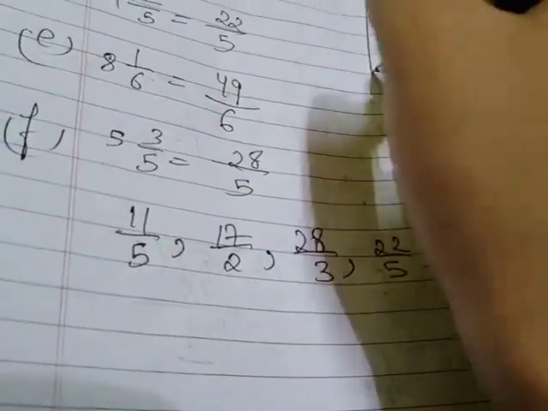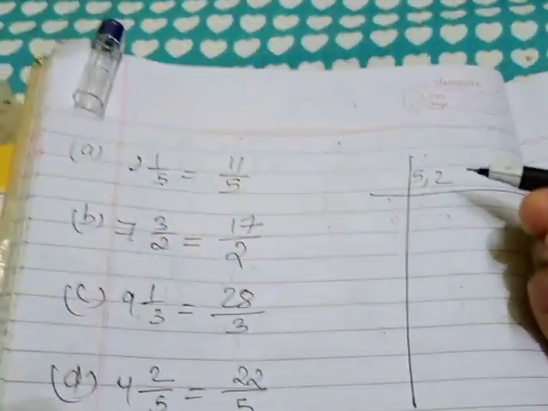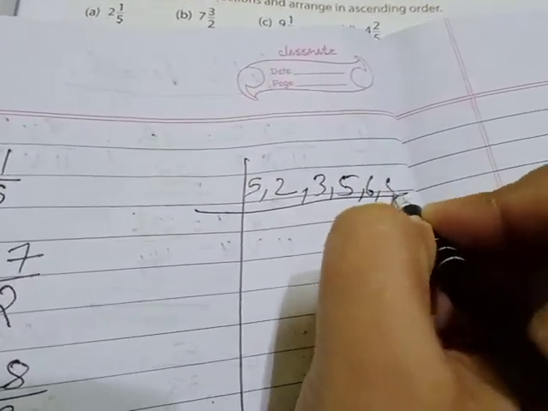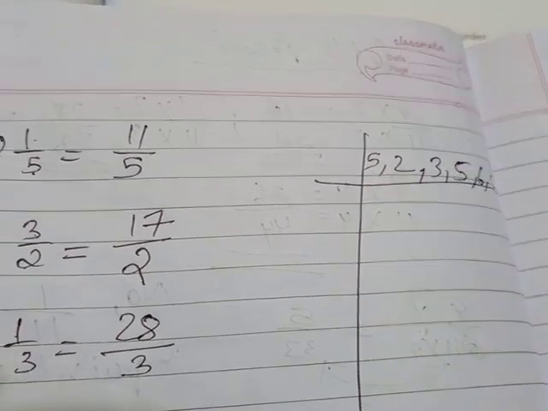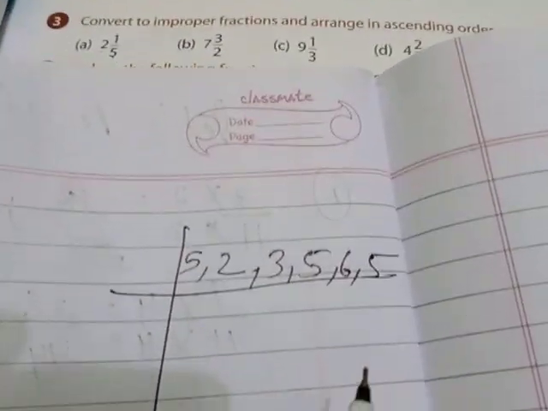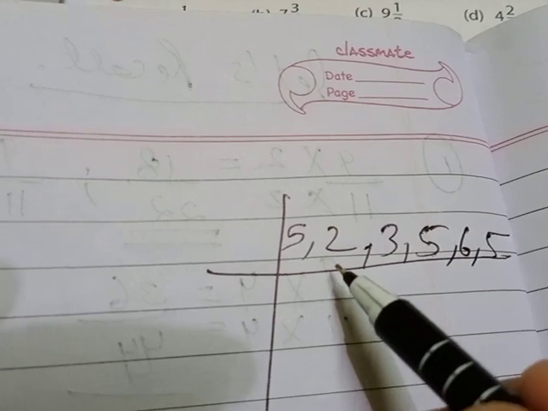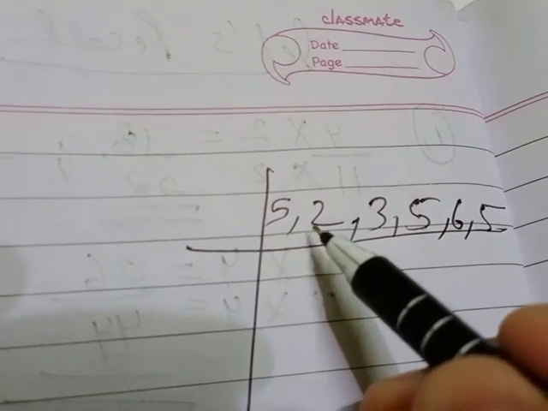So how to find the LCM? Writing the numbers, that is 5, 2, 3, 5, 6, 5. This is the question, na? So here you can see all the denominators which are given, for all these we will find the LCM. Why are we finding the LCM? Because we have to arrange them in ascending order.